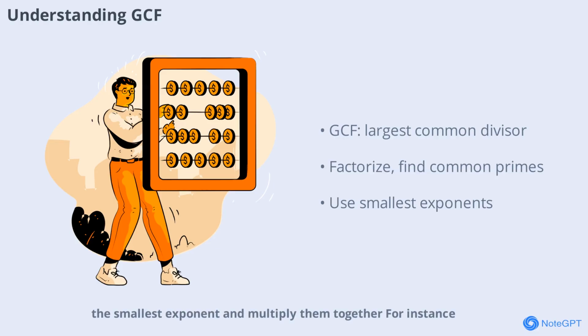For instance, to find the GCF of 18 and 24, you factorize 18 as 2 times 3 times 3 and 24 as 2 times 2 times 2 times 3. The common prime factors are 2 and 3, and you take the smallest power for each. So GCF equals 2 times 3 equals 6. This method ensures you find the highest number that fits evenly into both numbers.